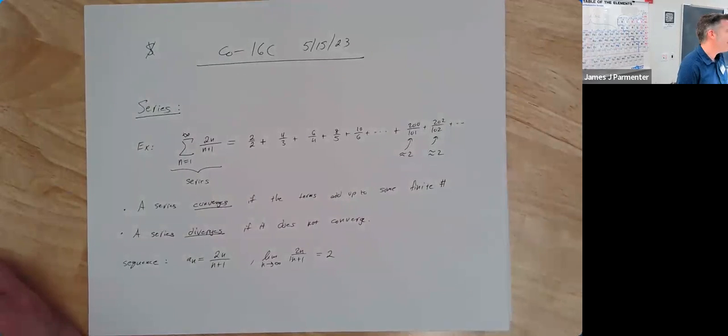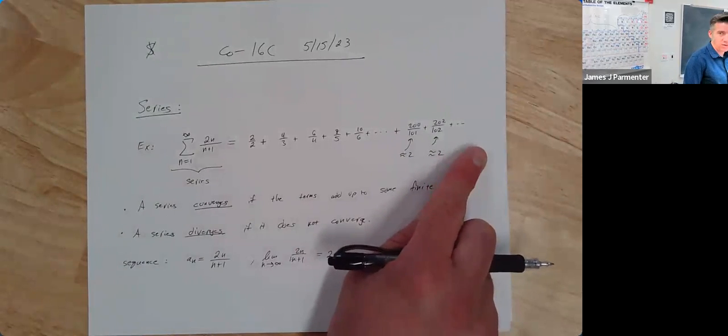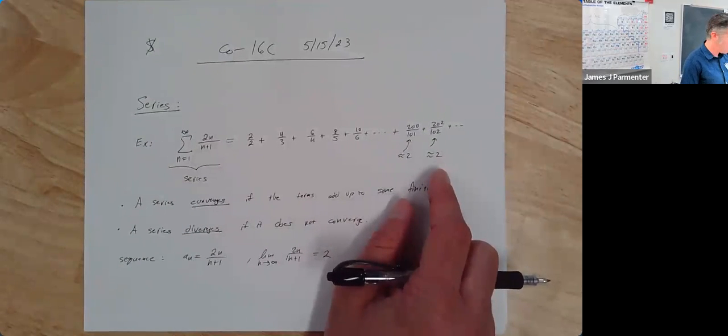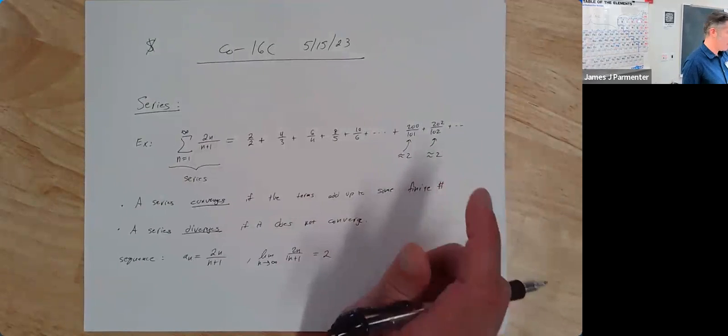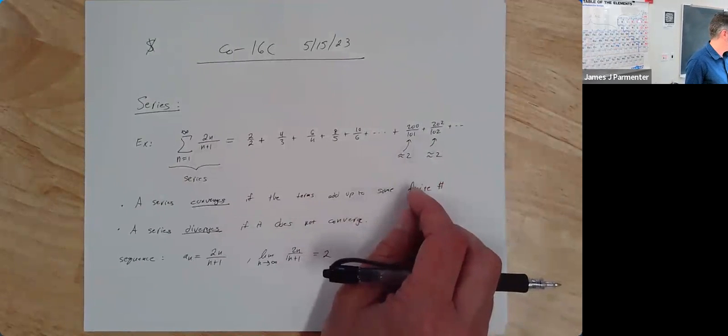Right. I mean, it's not exactly 2, but it's very close to 2. And there's a lot of terms out to the right here that are also very close to 2. And now here's the big question. How many numbers that are pretty close to 2 are we adding up?